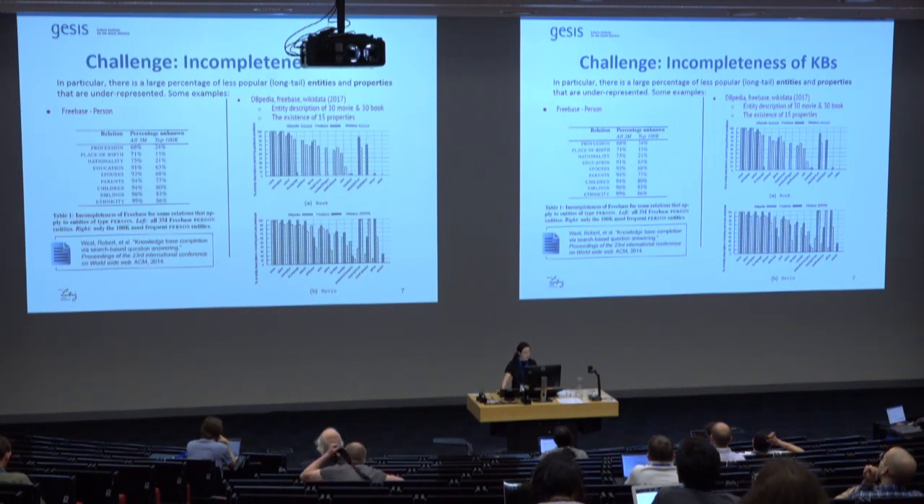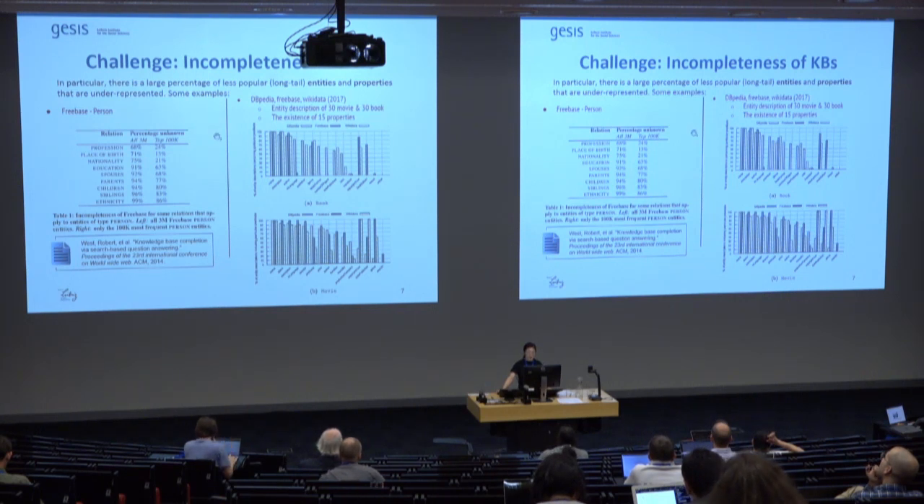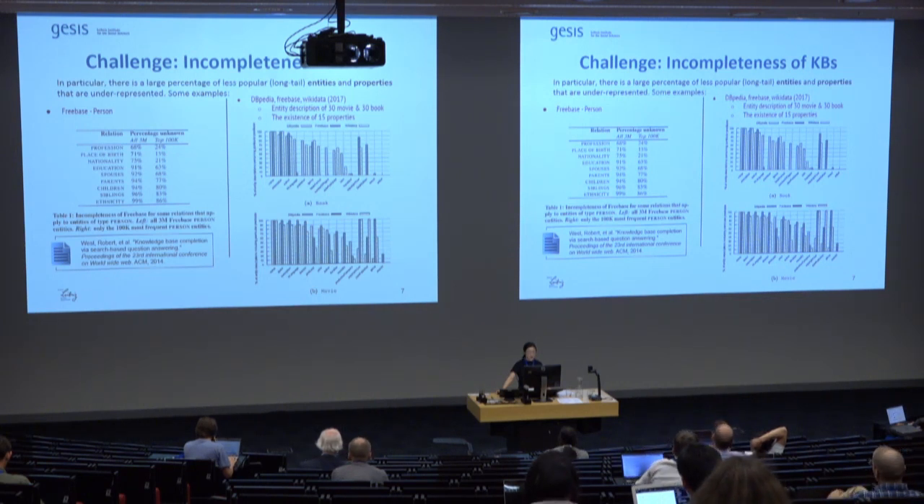On these slides, I'm showing two examples. The one on the left side is the statistics about entities of type person in Freebase. This is from a paper published in 2014. As you can see, among all the person entities, 68% of the persons do not have a value for profession. And even for properties such as place of birth, which everyone is supposed to have, 71% of entities don't have a value for this property.